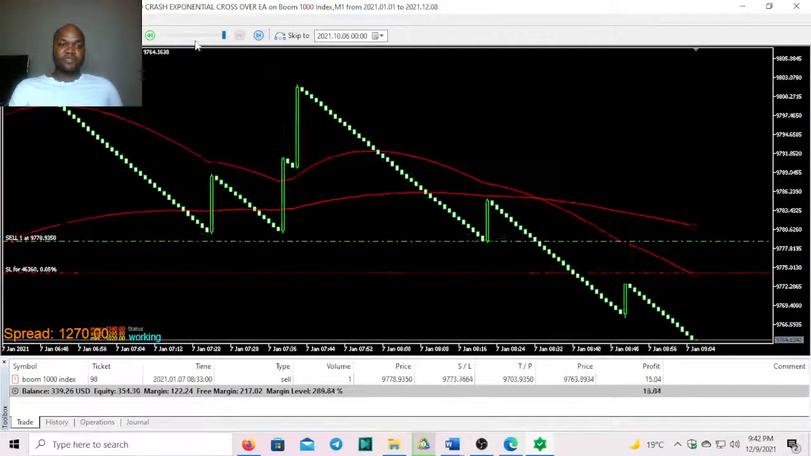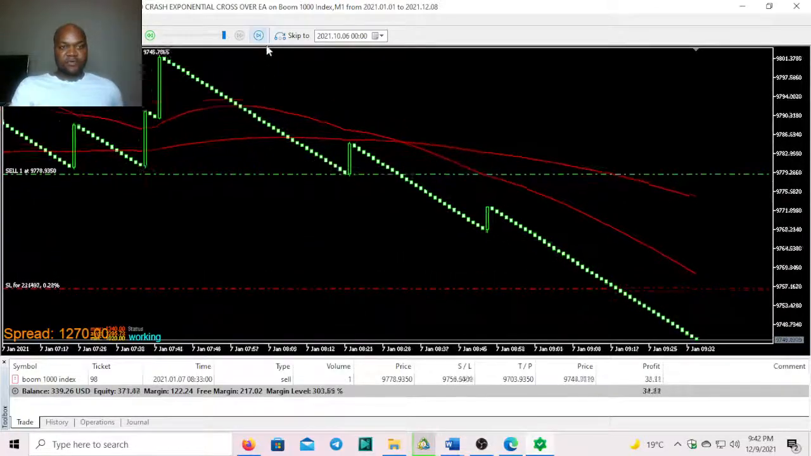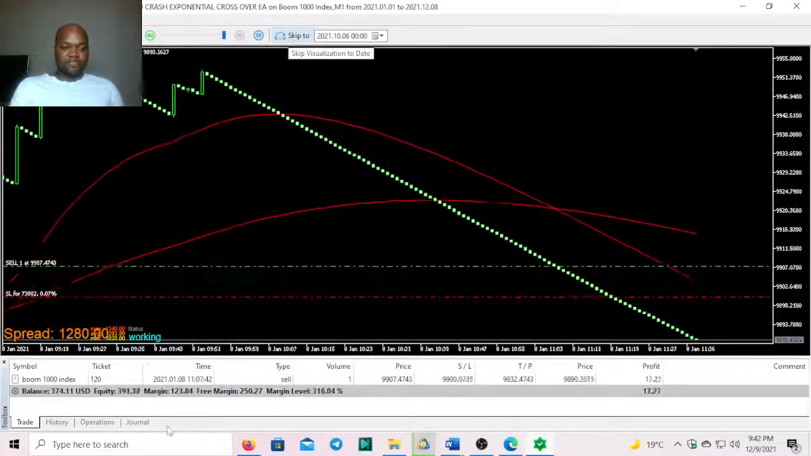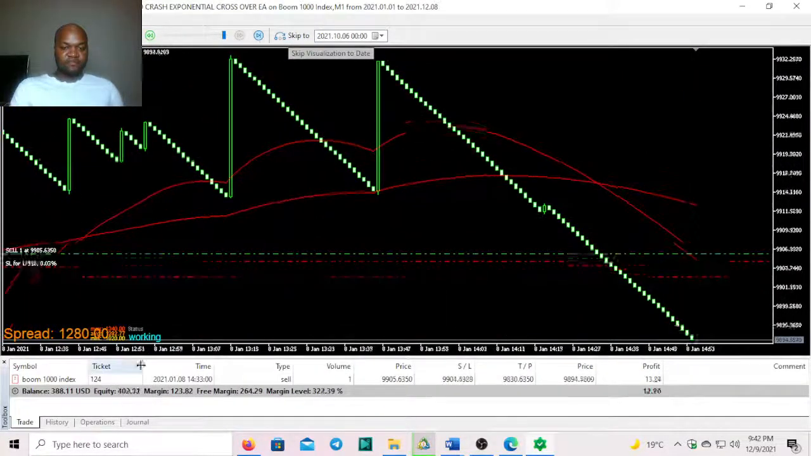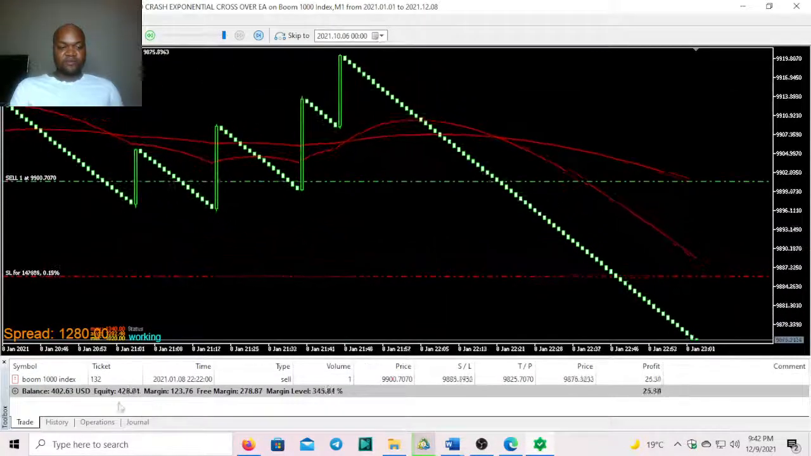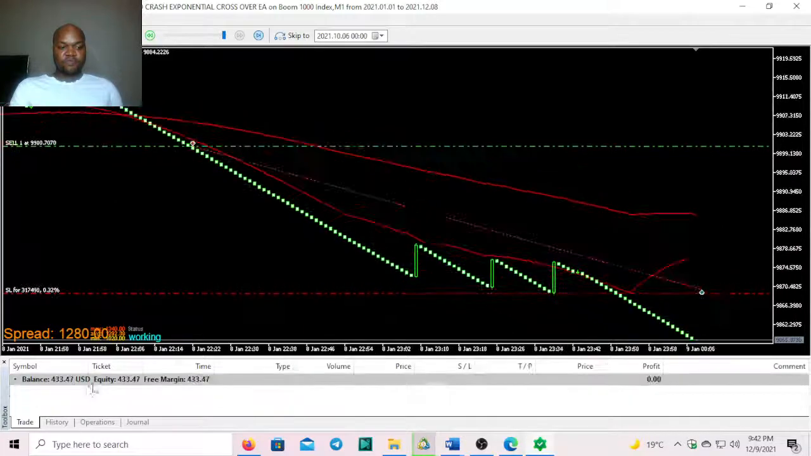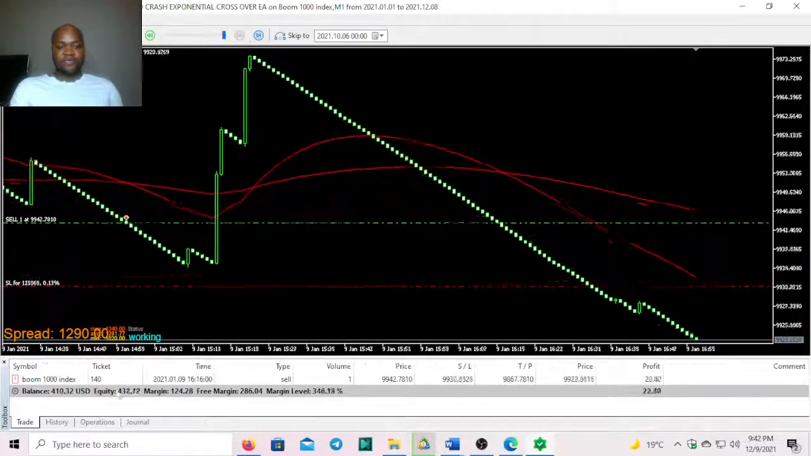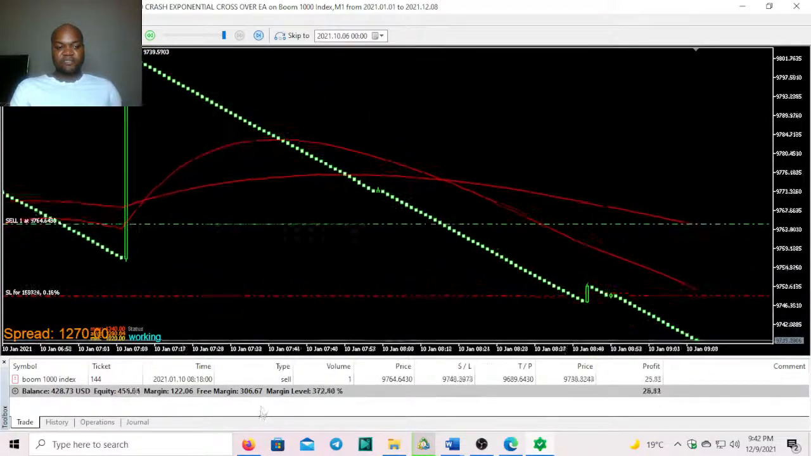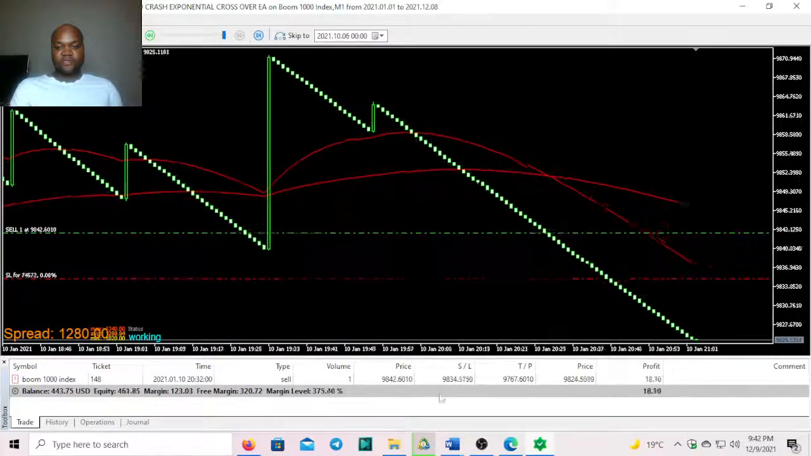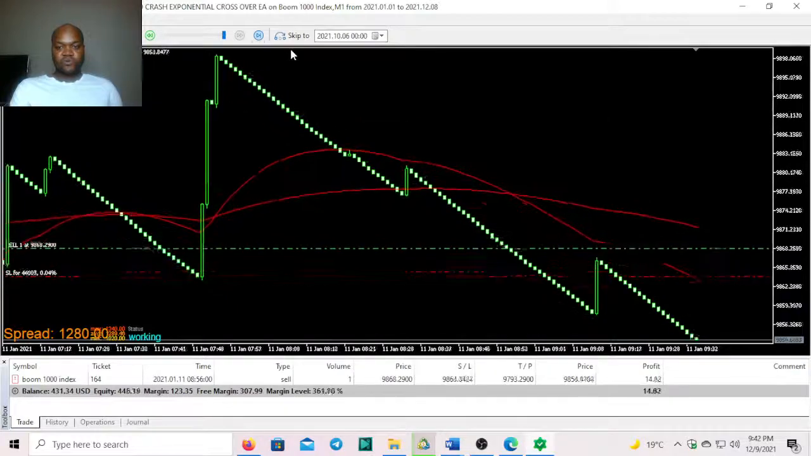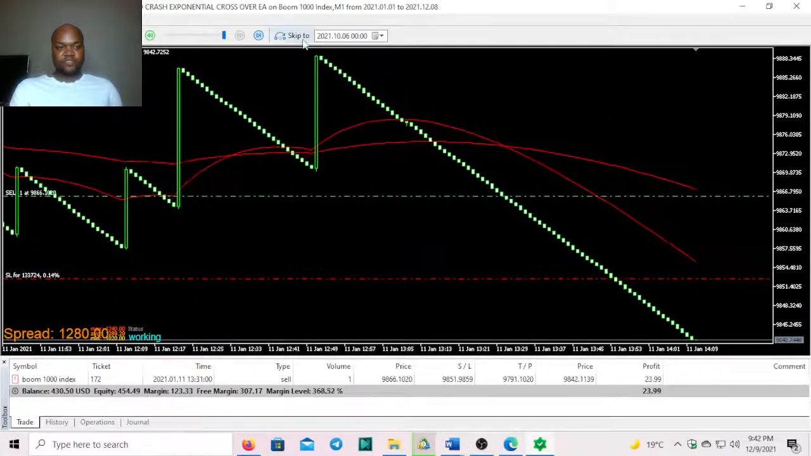Let me try to speed up this robot so that we can analyze the results. Okay, let me skip this part, but just observe this. This is very key. Our equity is going up. We started with 100, now we are on close to 500, which is very important, and we are still in January. So let me try to speed up the process.